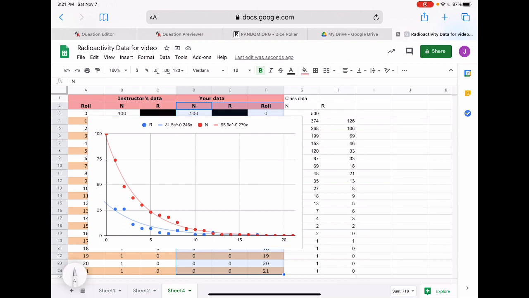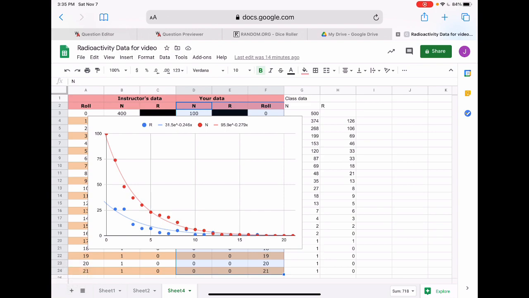It says for r, 31.5 times e to the negative 0.246x. So the negative 0.246x, that's all in the power of the e. And this is lowercase e, so this is the exponential function that we're talking about. And for n, 95.9 times e, which is raised to the negative 0.279 times x power.